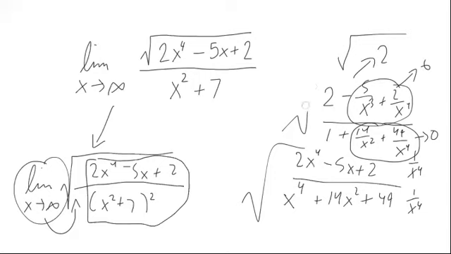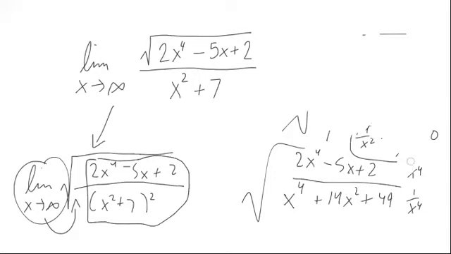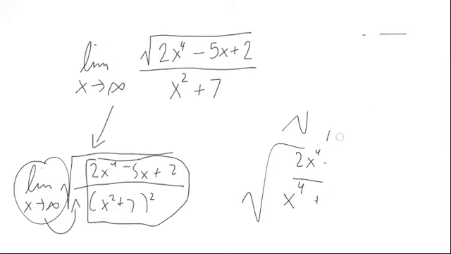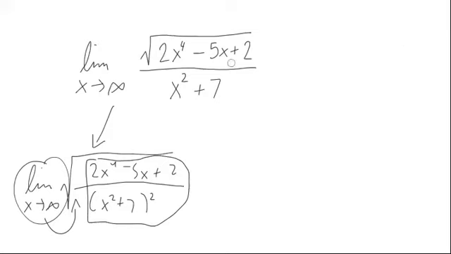But that's not the only way, and there's probably many ways of doing it. Let's take a look at one more. Suppose we're looking at this limit as x approaches infinity of this. What if we just straightaway multiplied top and bottom by 1 over x squared?